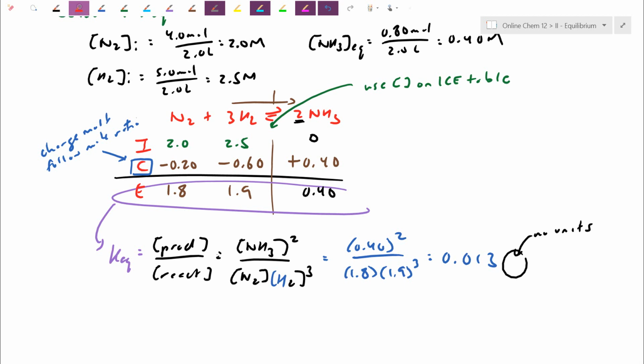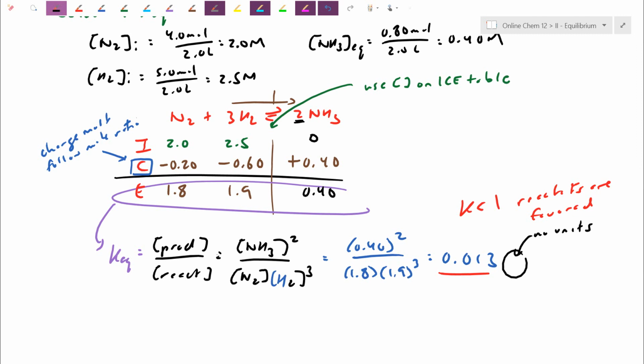And what we conclude here is because the K is so much smaller than 1, essentially it means reactants are favored. Even though we are hitting equilibrium, we're hitting this sort of balance at a certain temperature, we have way more reactants. Looking at the numbers, that's true. We have like 1.8, 1.9 of my reactants, but only 0.4 of my products. And that's what this equilibrium constant actually expresses for you.